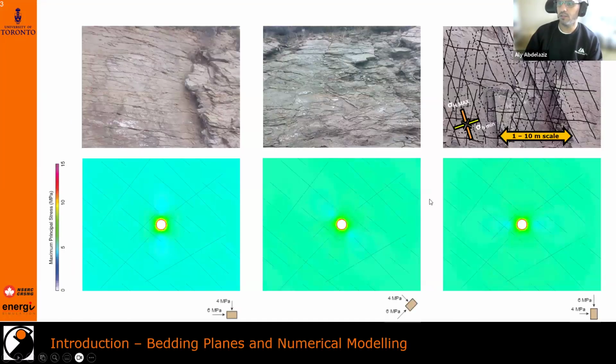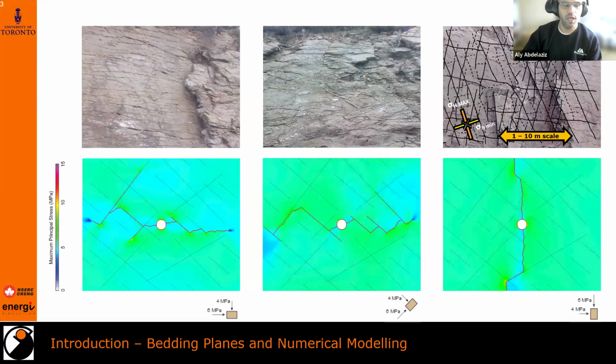If we look here, these are different reservoirs or different types of discontinuities. And as we see, the change in stresses will impact the propagation of the fracture, in this case, rock stimulation. So two things now are important: the magnitude of the stresses and their orientation with respect to the discontinuities, or the discontinuity and their spatial distribution.